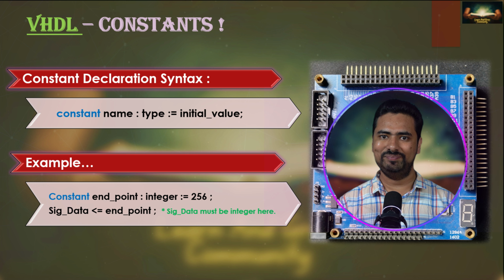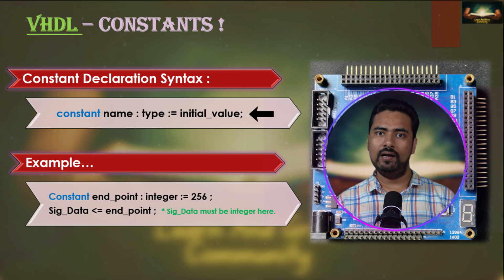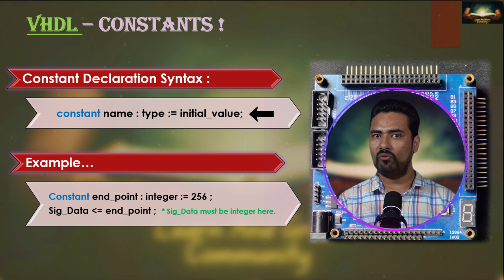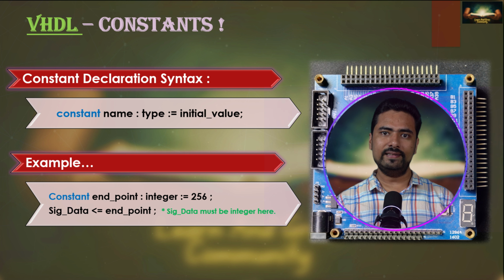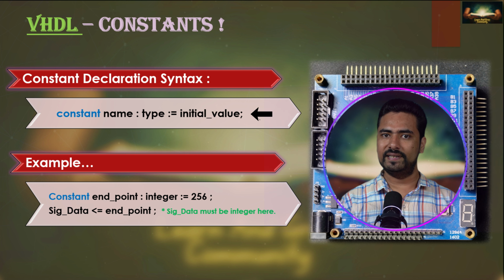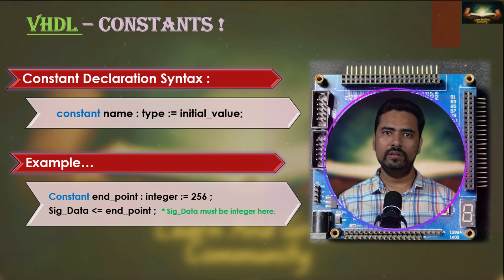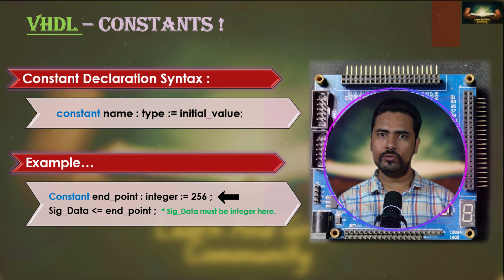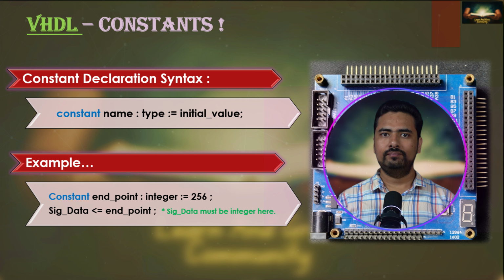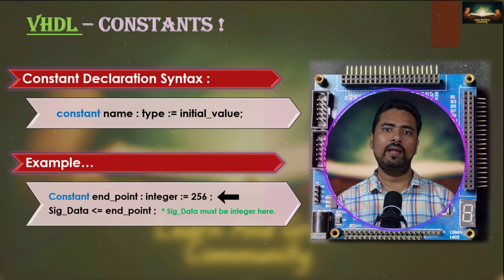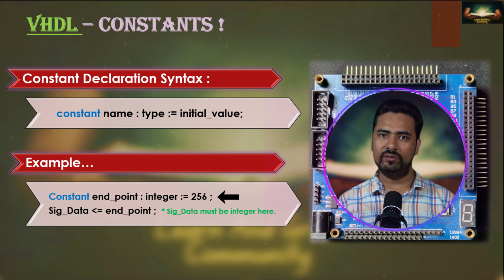So let's start. Constants in VHDL are very similar to the constants in software programming languages like C or C++. Let's quickly see the syntax first. So write constant name, colon, type, colon equals initial value, semicolon. For example, constant endpoint colon integer colon equals 256 semicolon. So this statement will create a constant which is integer type and has the fixed value of 256.